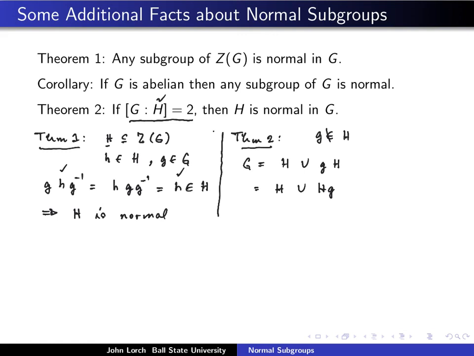Okay? Now, what this tells us is that gH is equal to Hg. That is, every left coset is equal to the corresponding right coset. Now, we had a theorem a few slides ago that said whenever you had a situation like this, when the left cosets are exactly equal to the right cosets, then that meant that H is normal.